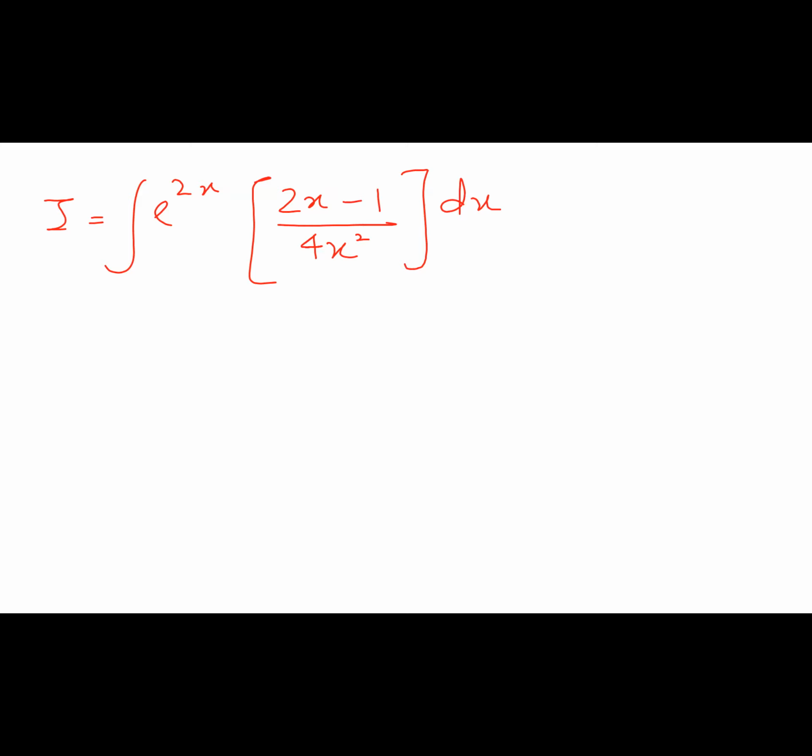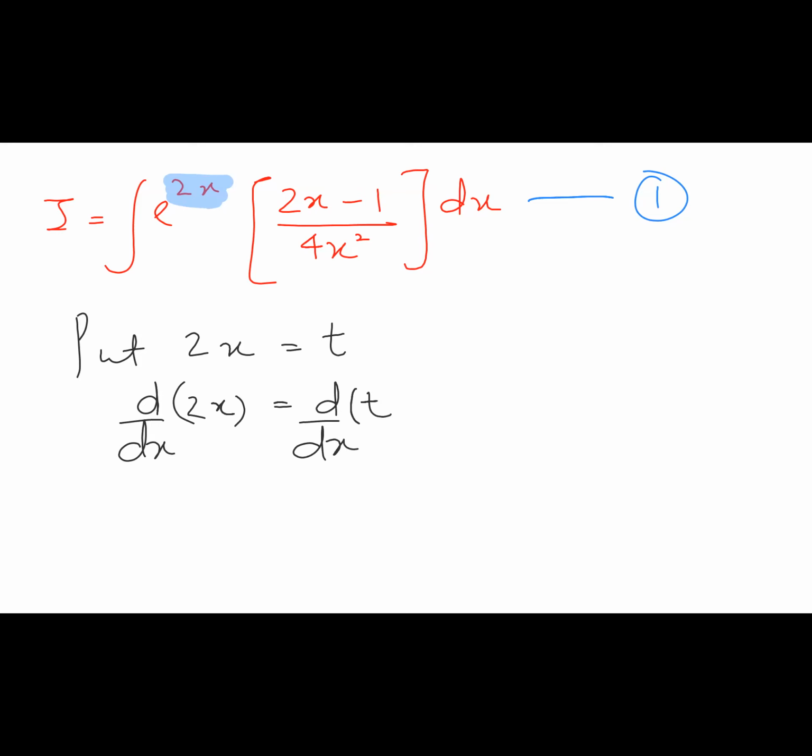Okay. Now the main problem in this particular question is we are having e raised to 2x outside. We need e raised to x outside. So I'll put 2x as t. I'll go ahead with method of substitution. Put 2x is equal to t. So d by dx of 2x is d by dx of t, so 2 is equal to dt by dx.